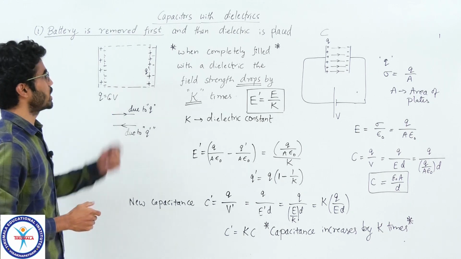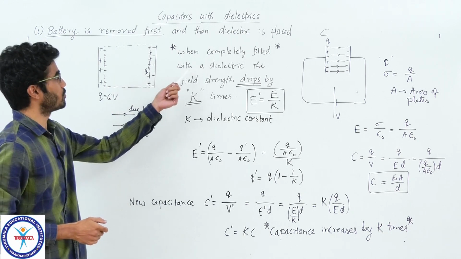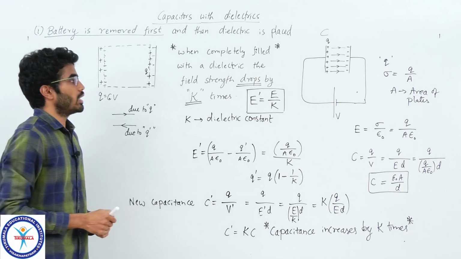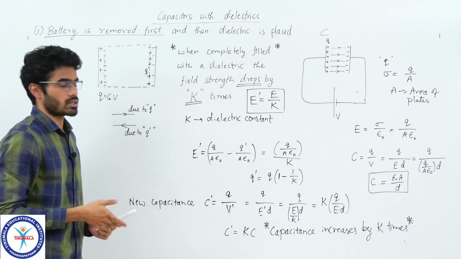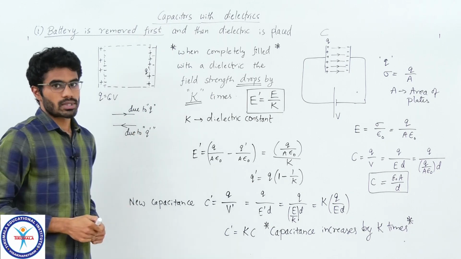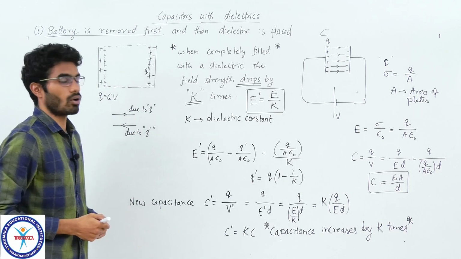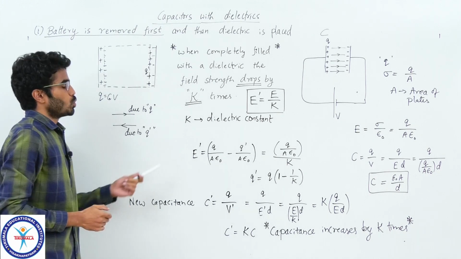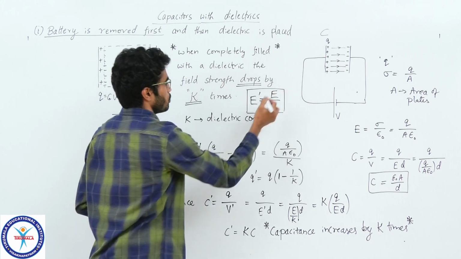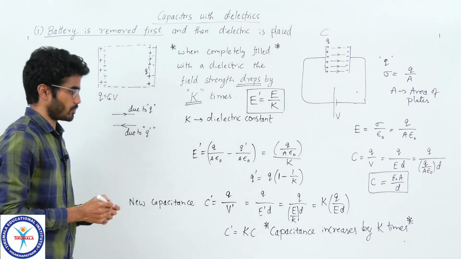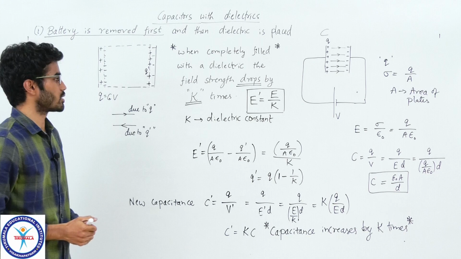Now what happens when you place the dielectric like this? When it is completely filled with a dielectric material, the field strength drops by K times, where K is called the dielectric constant. So the field strength is now E by K. It drops by some factor K. That is called the dielectric constant.